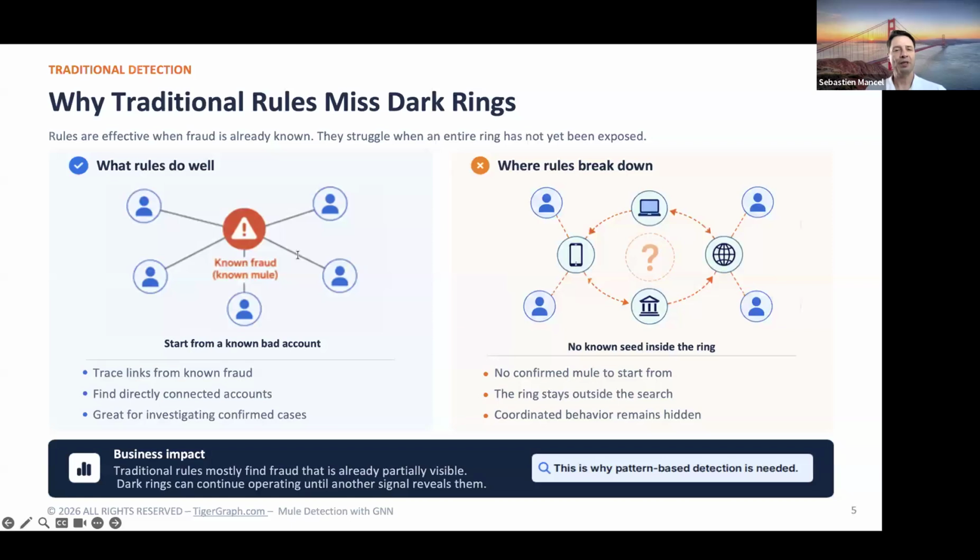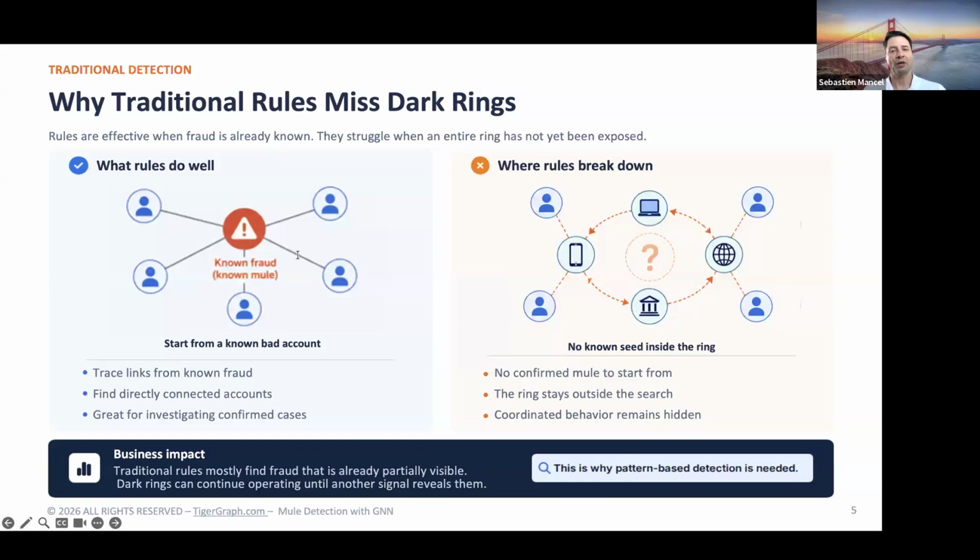So traditional rule-based detection is useful, but it's incomplete. Rules work well when we already know where to look. For example, once we have a confirmed mule account, rules and graph queries are effective at expanding the investigation. So we can trace direct connections, identify related accounts, follow the money flow, and build out a case around a known fraud.